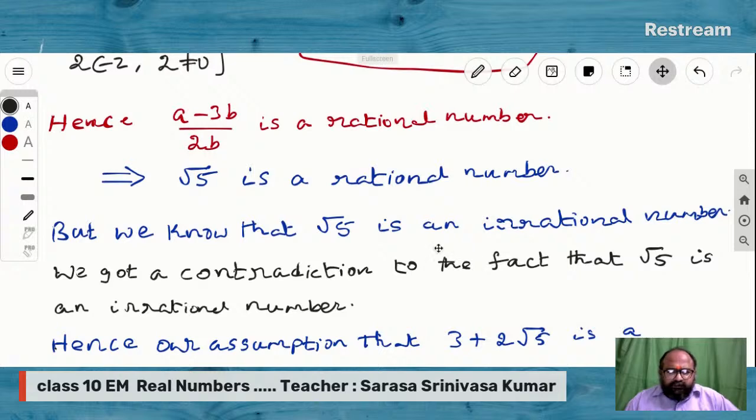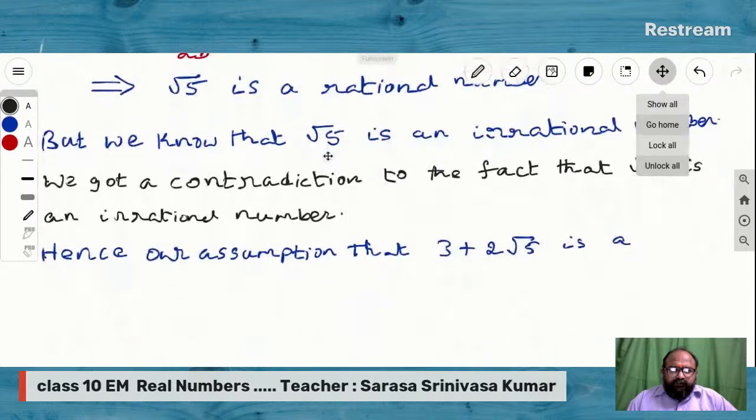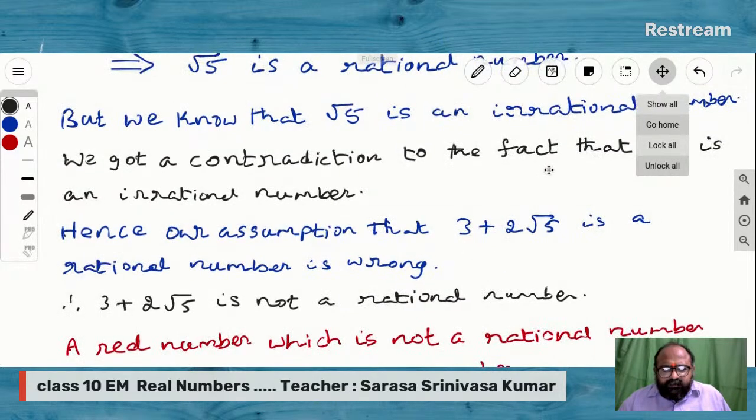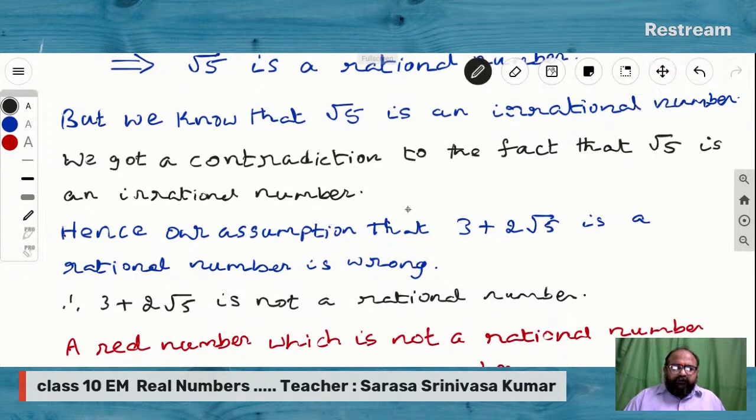Square root of 5 is an irrational number. So we got this contradiction because of a wrong assumption. Hence our assumption that 3 plus 2 square root of 5 is a rational number is wrong. So if our assumption is wrong, then we can conclude that 3 plus 2 square root of 5 is not a rational number.